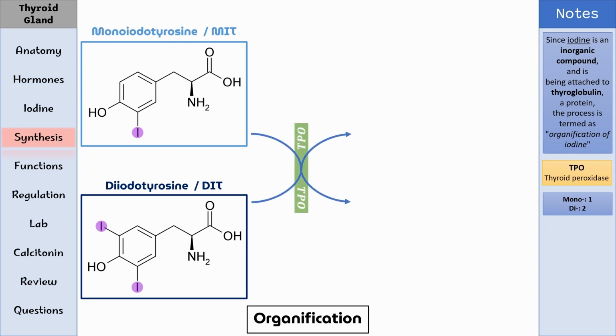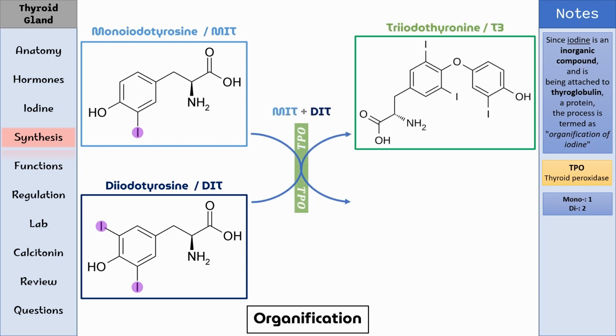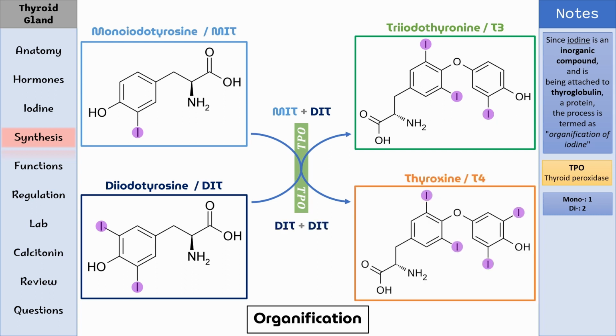Coupling of MIT and DIT results in triiodothyronine with 3 iodines, while coupling of two DIT molecules will result in thyroxine with 4 iodines. The enzyme that catalyzes this step is again thyroid peroxidase.